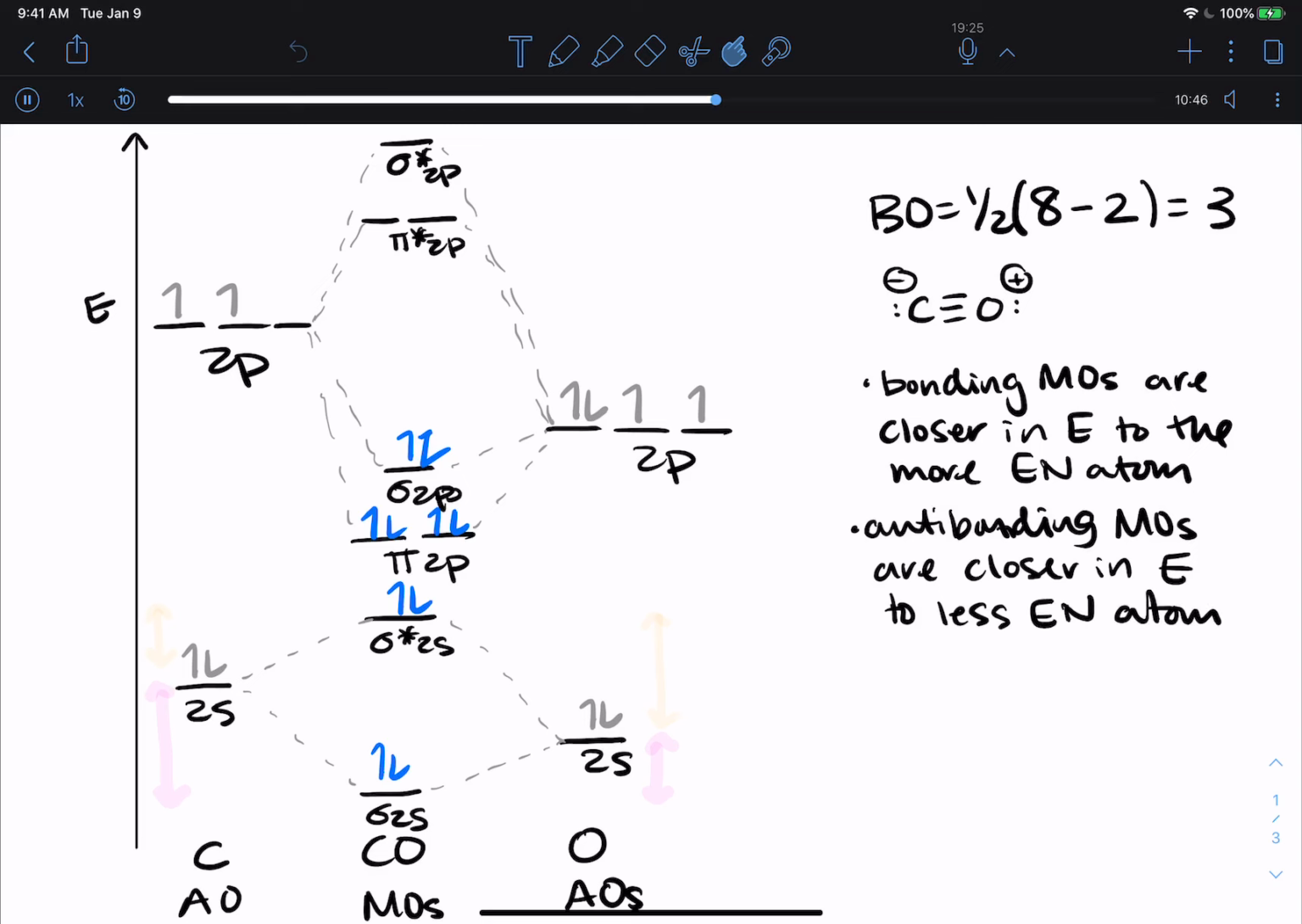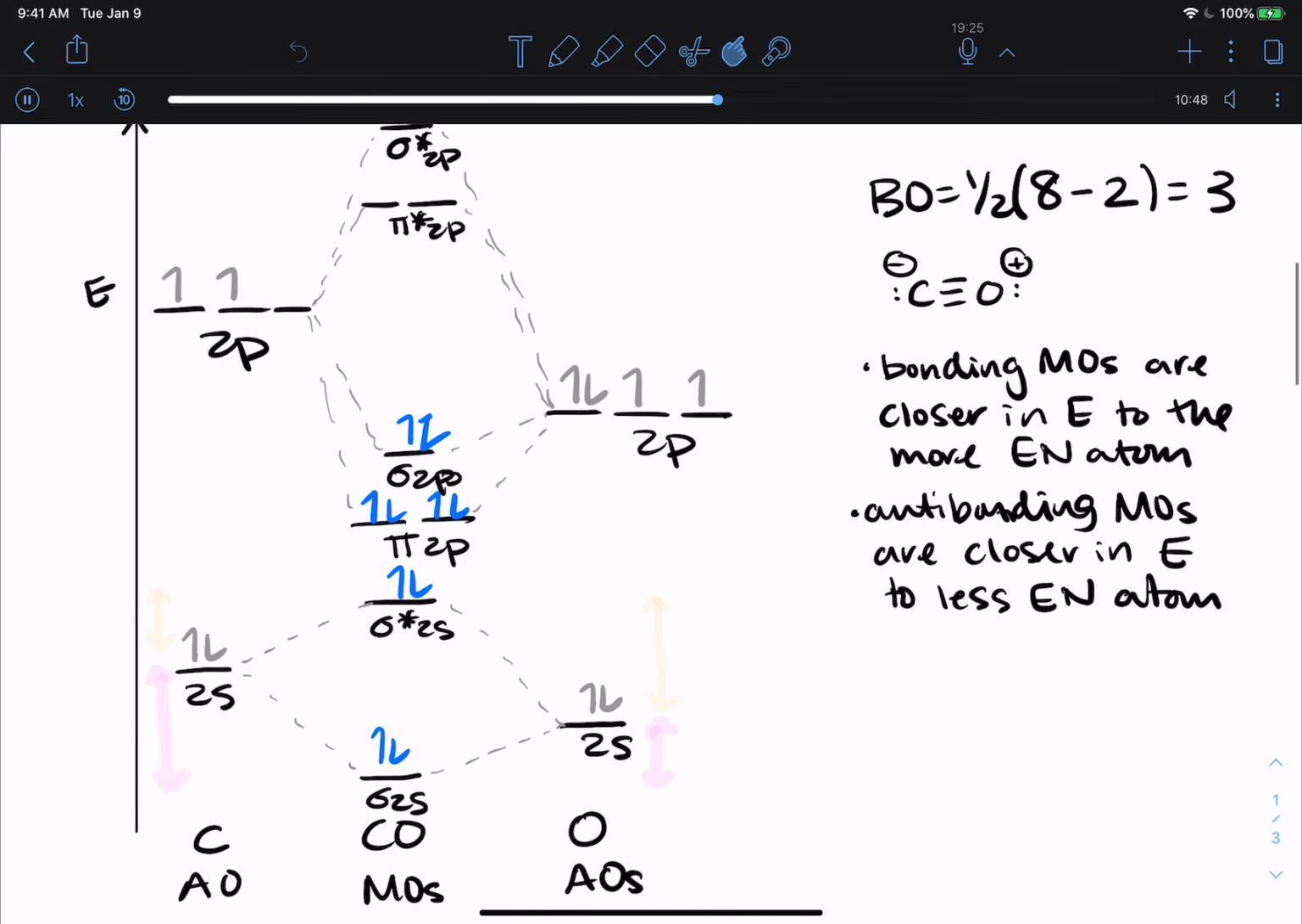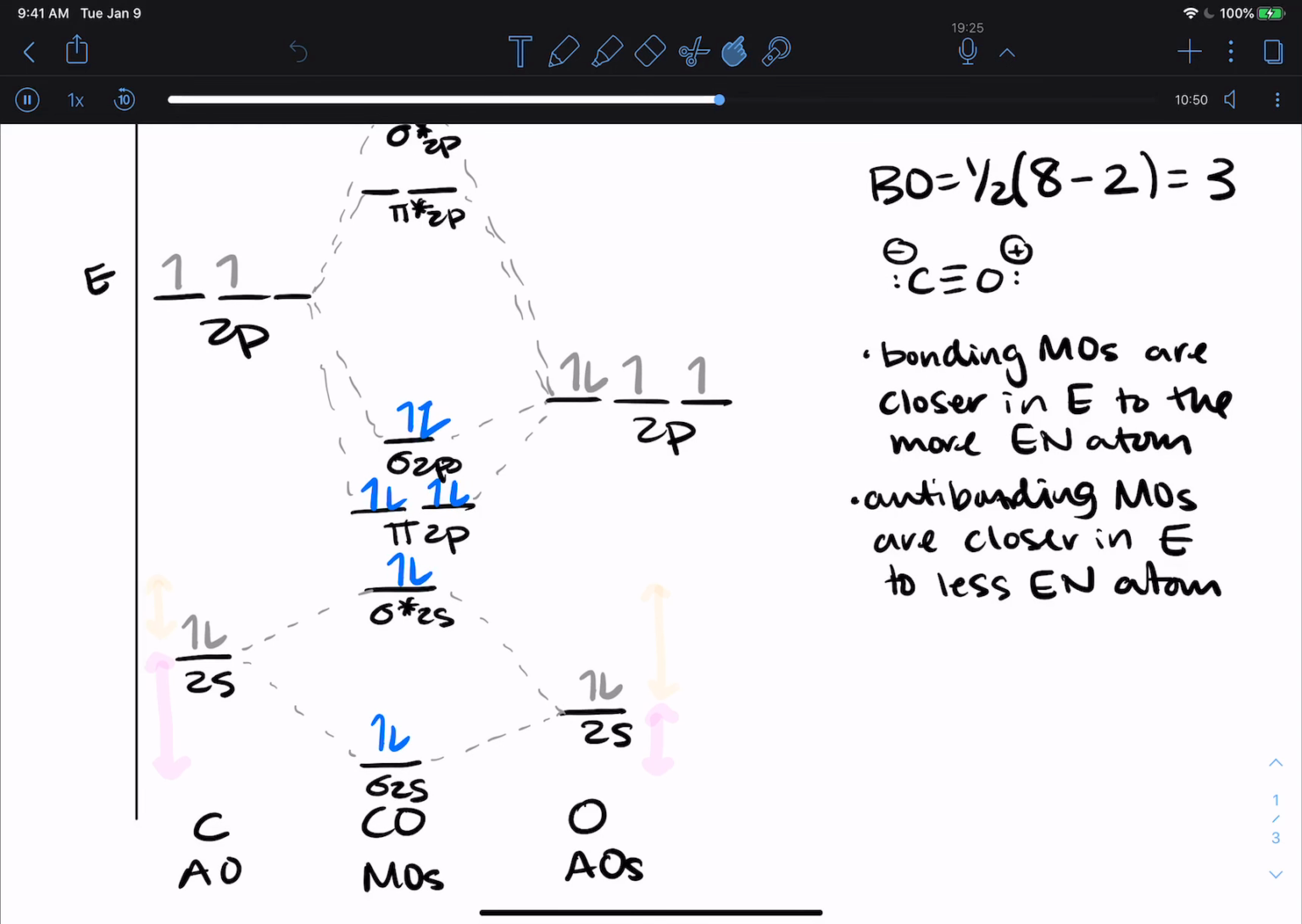So we will also, from this information, say things like the bonding MOs look more like the more electronegative atom. So here, the bonding MOs are going to look more like oxygen. The anti-bonding MOs are going to look more like carbon. And I just want to label these energy differences and the closeness in energy that we're talking about. We're talking about the vertical energy scale.